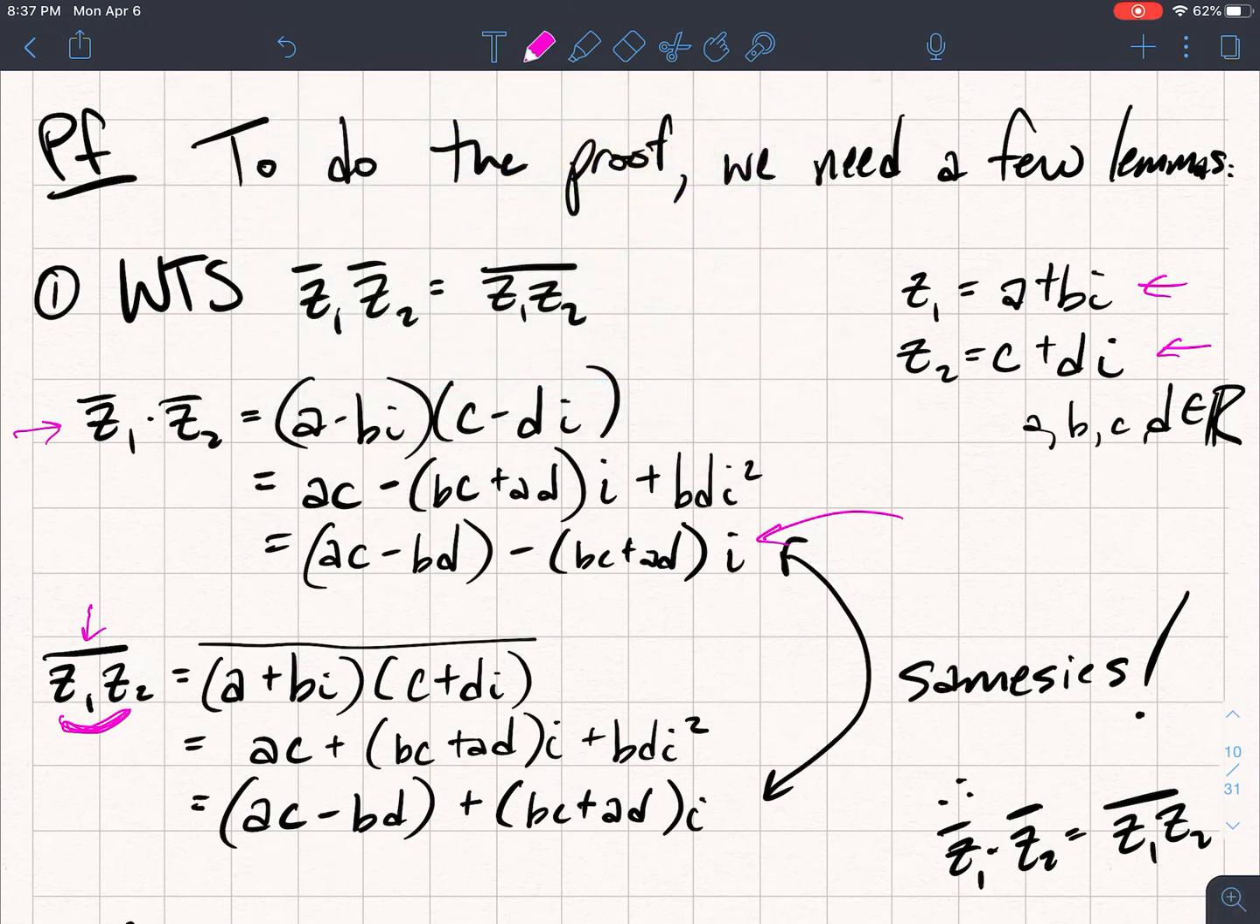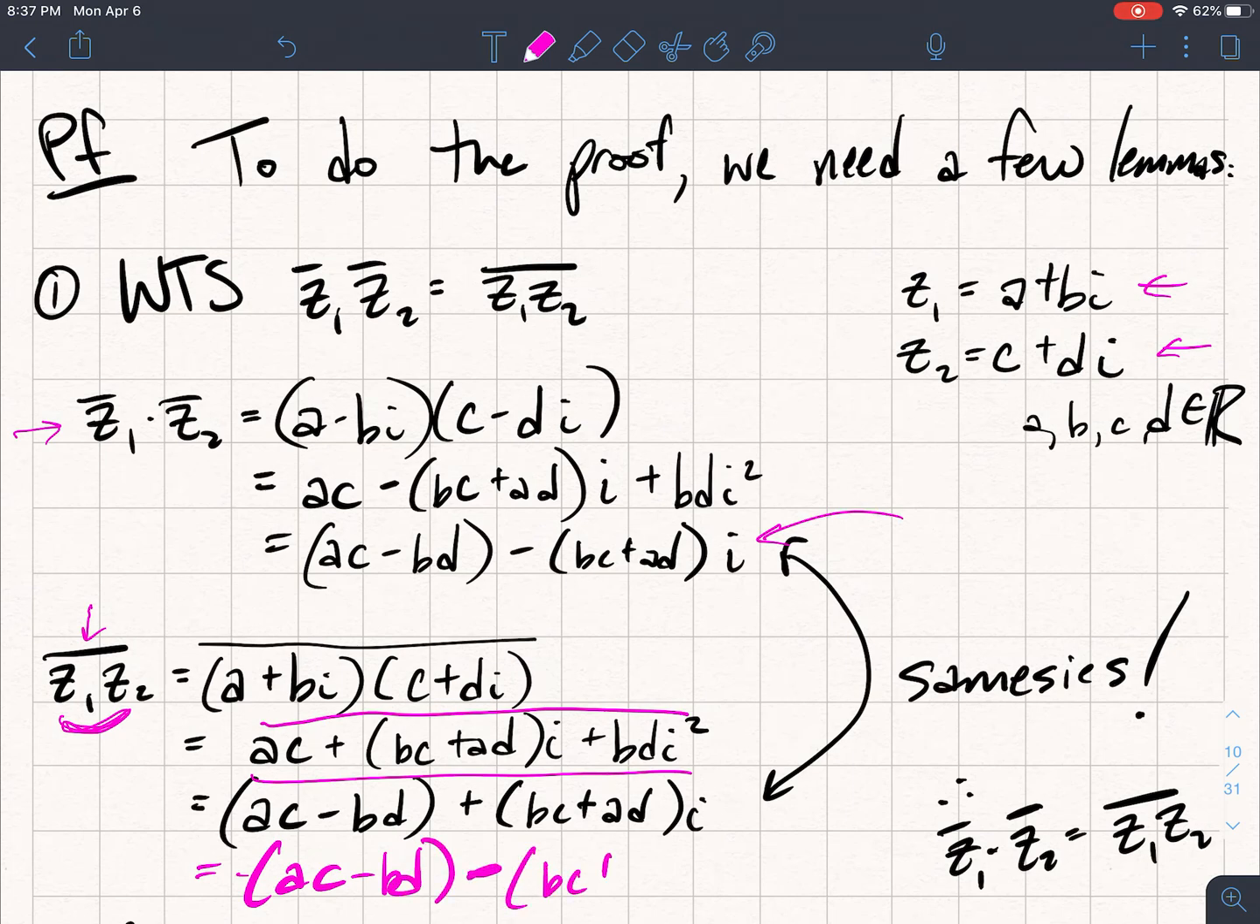I dropped some conjugate signs here, though. That should be there, and that should be there, and that should equal AC minus BD minus, because we take the conjugate, (BC plus AD)i. And then we've shown what we wanted to do. I can take the conjugates first and then multiply, or I can multiply first and take the conjugate. Get the same thing.